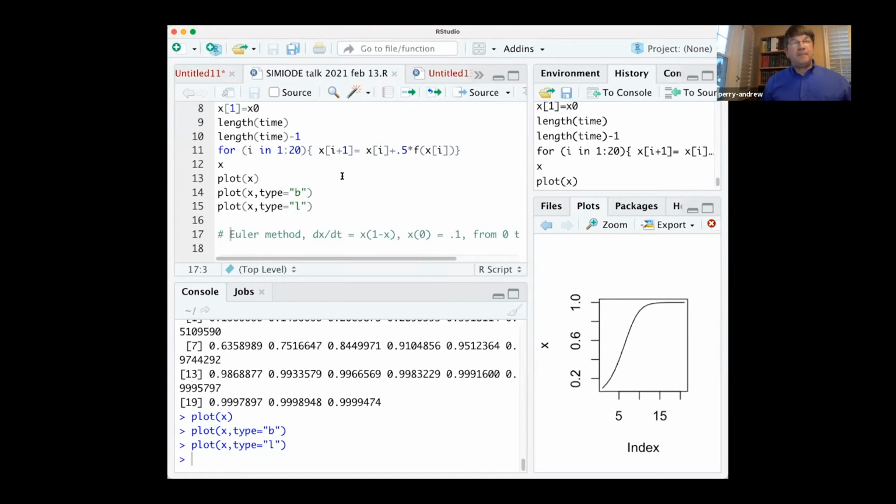So let us, we are solving the differential equation dx/dt = x(1 - x), with initial condition x(0) = 0.1. So let's go ahead and set our initial condition.